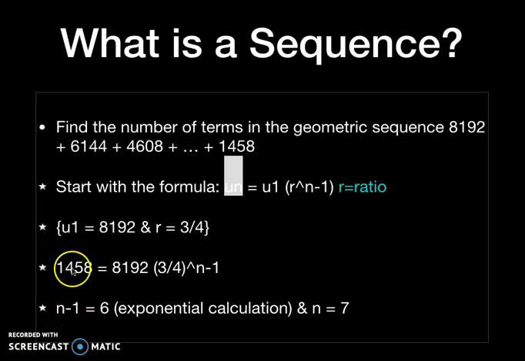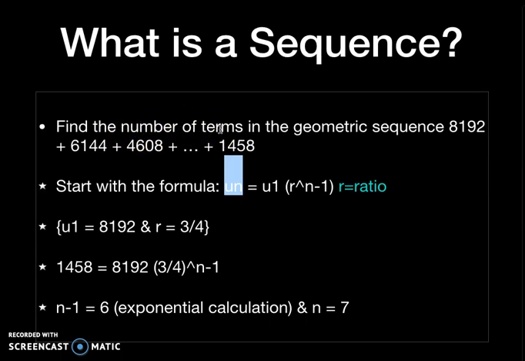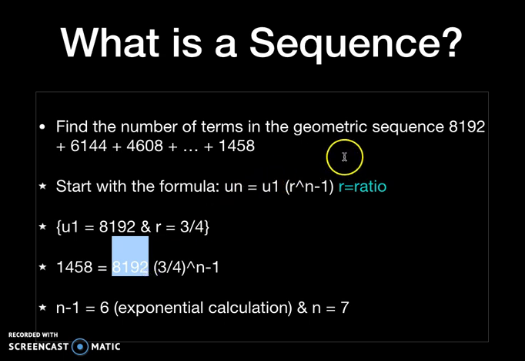My 1458 value, which is right here, because we're trying to find the number of terms. They don't give us a specific number, we're just trying to find the total number. But because we know the end value, the last value of this sequence, we can put that as a replacement for our un. Then we'll fill in the rest with our other values. So 8192 would be our u1 value because it's the first value of our sequence. Then we would have, open parentheses, our ratio, which is 3/4 to the n minus 1.